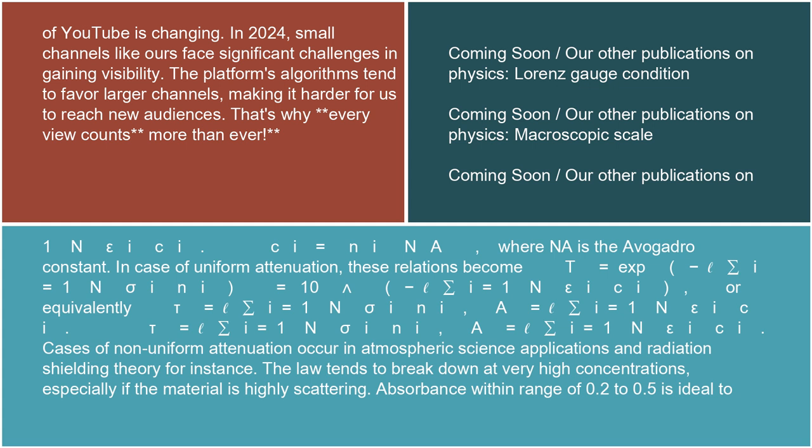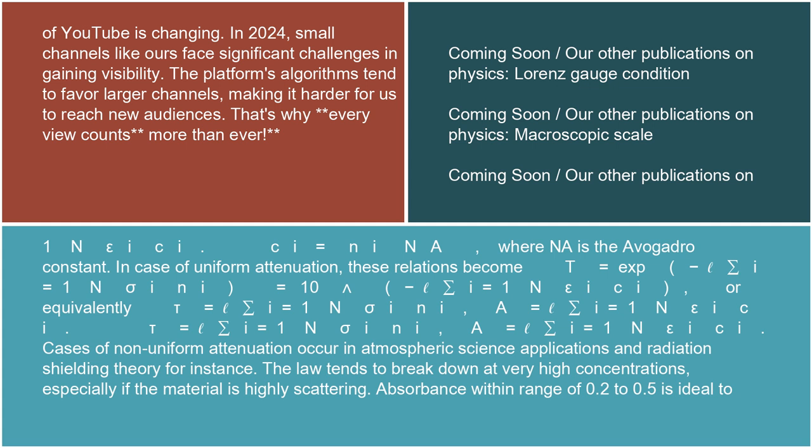In case of uniform attenuation, these relations become T = exp(−ℓ Σ_{i=1}^N σ_i n_i) = 10^(−ℓ Σ_{i=1}^N ε_i c_i). Or equivalently, τ = ℓ Σ_{i=1}^N σ_i n_i, A = ℓ Σ_{i=1}^N ε_i c_i. Cases of non-uniform attenuation occur in atmospheric science applications and radiation shielding theory, for instance.